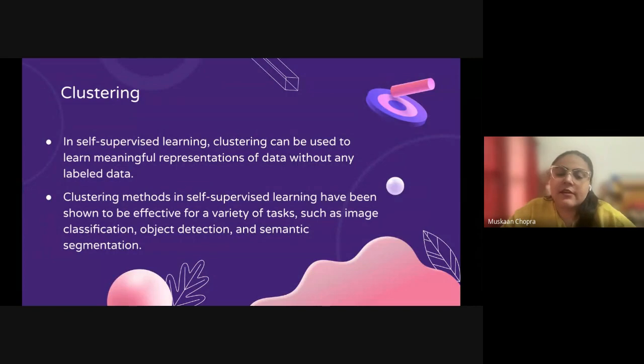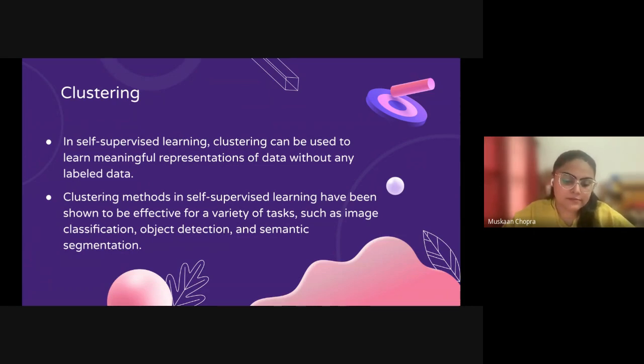Last one is clustering. Clustering is also done in unsupervised techniques, but in self-supervised learning, it is used to learn meaningful representations without any labeled data. Clustering is an unsupervised method, as I said before, but in SSL, it can be used by first training a feature extractor in the first step and then predicting the relative position of image patches or the order of frames in a video. Clustering methods can be used for a variety of tasks such as classification, object detection, semantic segmentation, etc.